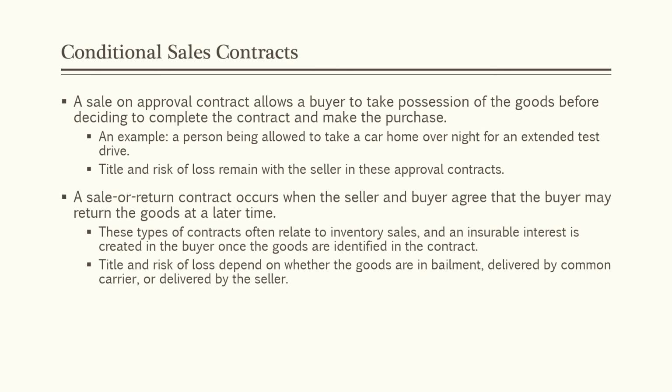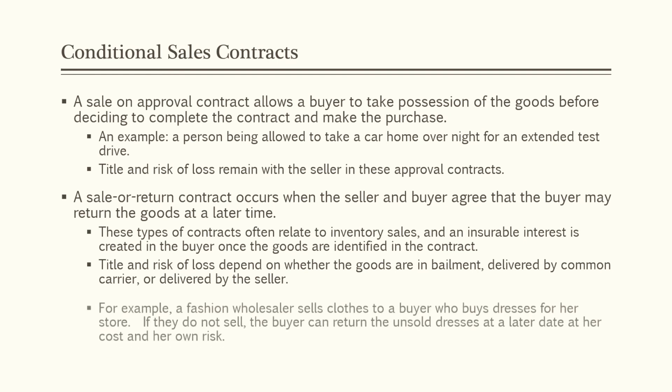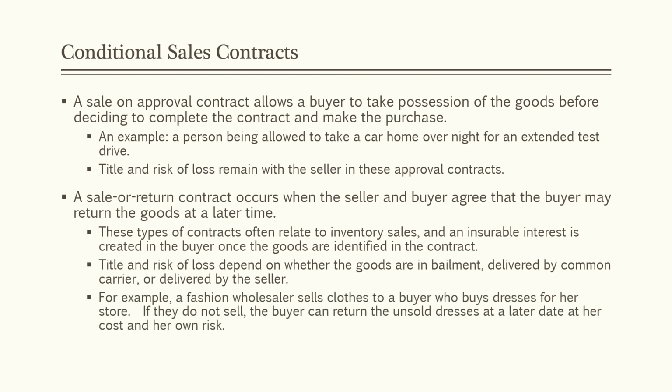Title and risk of loss depend on whether the goods are in bailment, delivered by common carrier, or delivered by the seller. For example, a fashion wholesaler sells clothes to a buyer who buys dresses for her store. If the dresses do not sell, the buyer can return the unsold dresses at a later date at her cost and at her own risk.